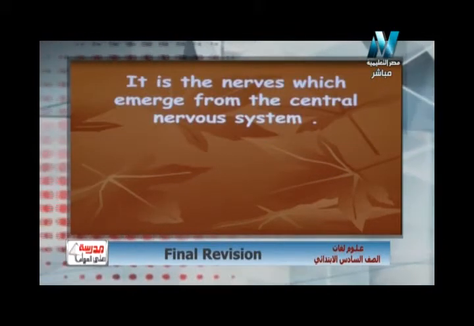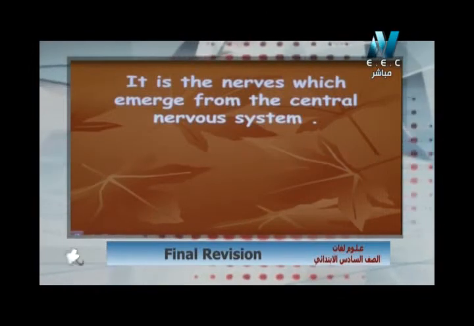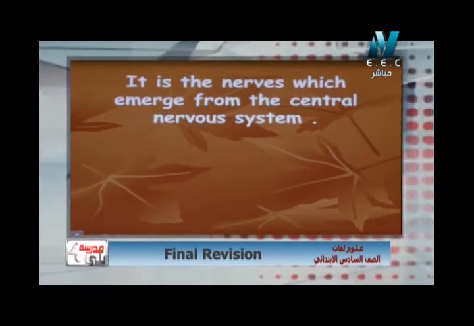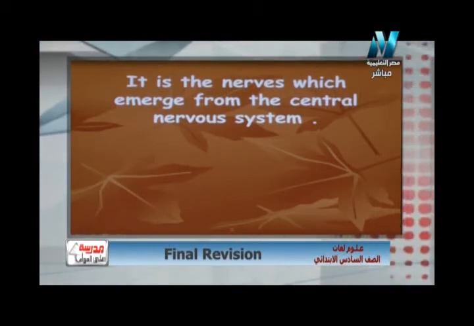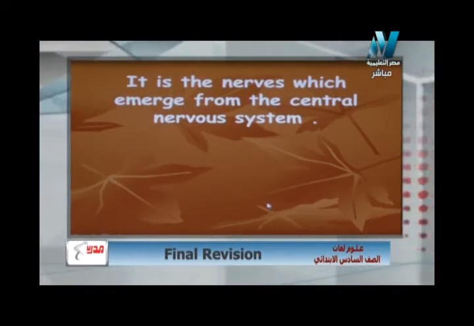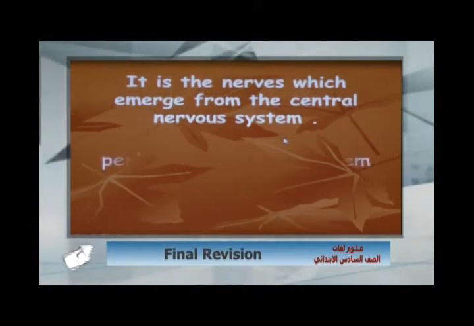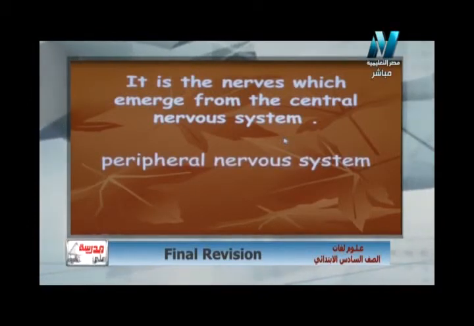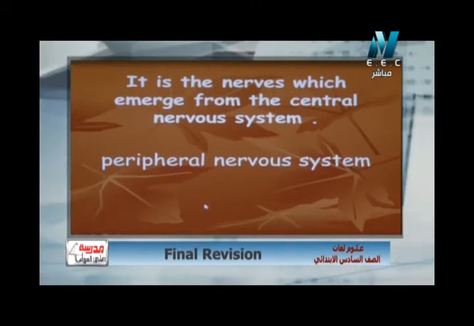Another question, it's the nerves which emerge from the central nervous system. هي الأعصاب اللي خارجة من central nervous system، يعني خارجة من البرين وspinal cord. مين هما؟ اللي خارجة من البرين سميناها cranial nerves، واللي خارجة من الspinal cord سميناها spinal nerves. الاثنين دول هنسميهم مع بعض peripheral nervous system أو الجهاز العصبي الطرفي، يعني الأعصاب اللي في الجسم كلها.